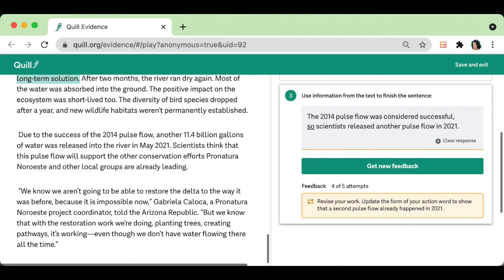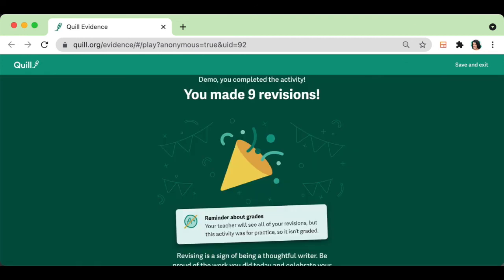Now, if on their 5th try for the stem, and this goes for any of the stems, the student still didn't write a strong response, they would have gotten the feedback, "Nice effort, you worked hard to make your sentence stronger." But here, the student did get to a strong response on their 5th try, so when they click Get New Feedback, they're brought to this page. Here, they'll be celebrated for revising and see the number of revisions that they made. They'll also see a reminder that the activity isn't graded and the goal was to get practice. We want to recognize the hard work and thought that they've put into revising and emphasize the value of that process.